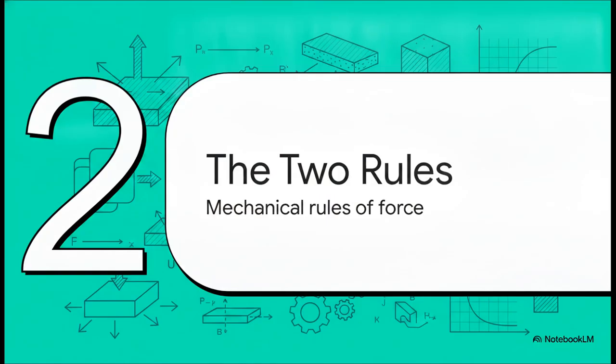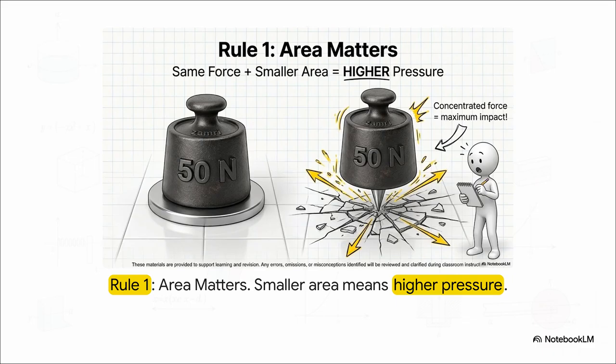Moving into Section 2. The two rules. Let's uncover the mechanical rules that dictate how pressure behaves. This brings us to a crucial point, our first rule, which I honestly like to call our golden rule. Area matters. Imagine two 50-Newton weights. They weigh exactly the same, but one of them has been modified to rest on a tiny, sharp point. Because that contact area has shrunk so drastically, the force becomes hyper-concentrated. The pressure absolutely skyrockets, literally shattering the tiles beneath it. The big takeaway? If you keep the force constant but shrink the area, pressure always goes up.